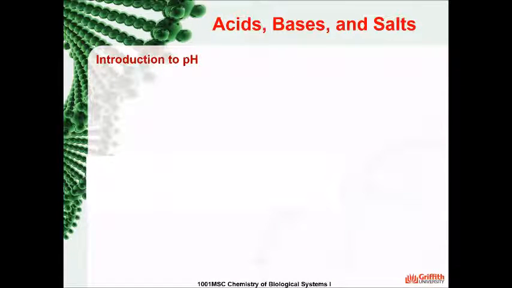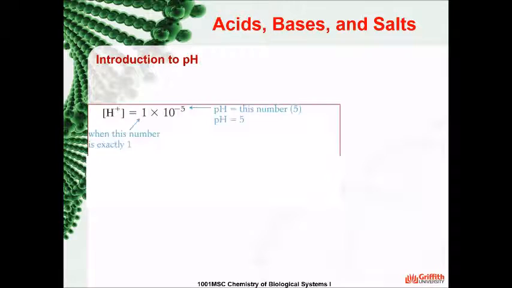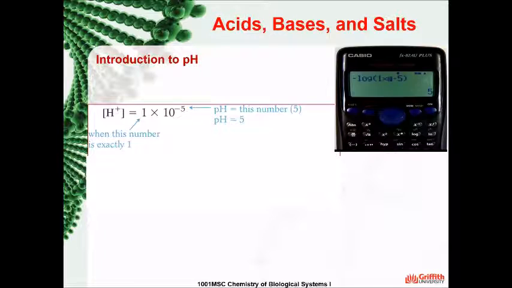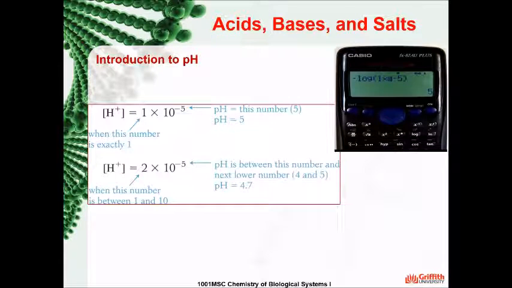When we calculate the pH, if the first number is exactly 1, then the exponent is your pH. For example, if hydrogen ion molarity is 1 times 10 to the minus 5, then the pH is 5. When the number is not 1, then we need to use our calculator to do the calculation. For example, 2 times 10 to the minus 5, the pH is equal to 4.7.